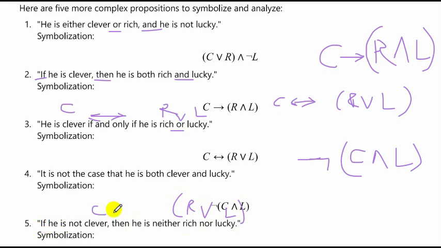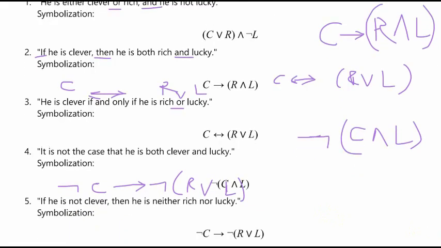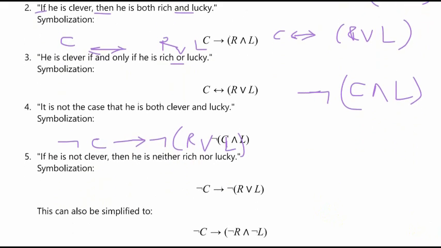Alright. If means implication again. If he is not clever, then he is neither rich nor lucky. So this is the negative. If he is not clever, not clever means we have to use the negation symbol. Now this can also be simplified to, if he is not clever, that implies he is neither rich nor lucky.